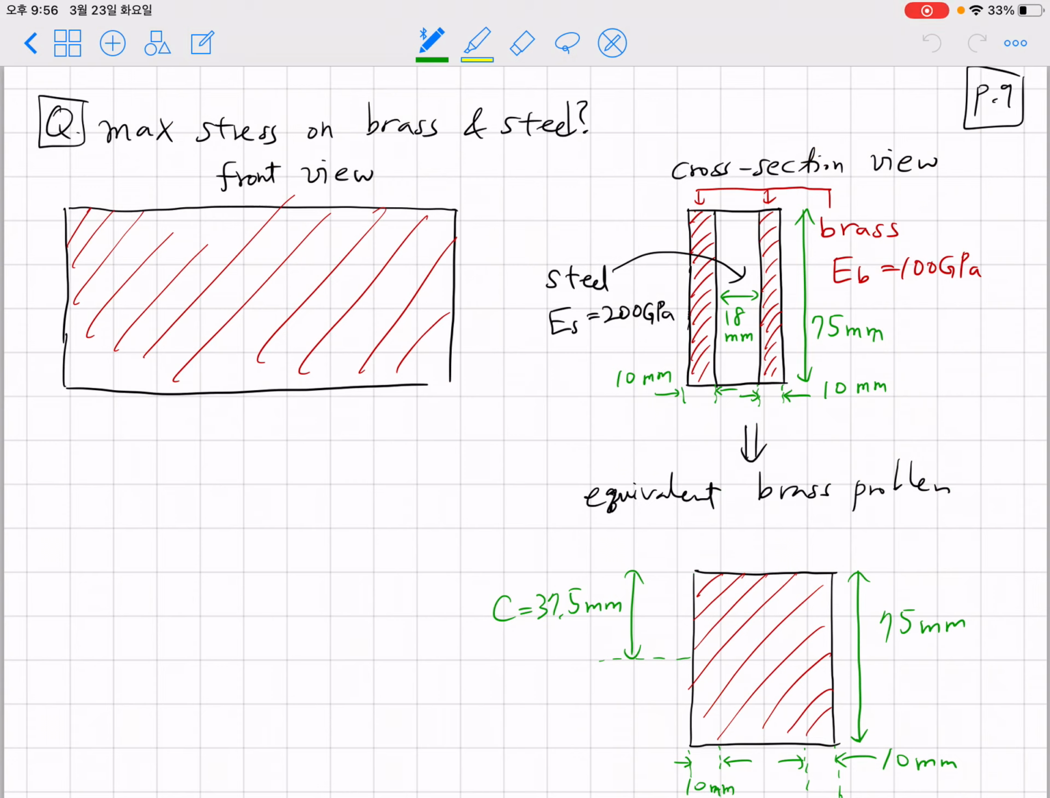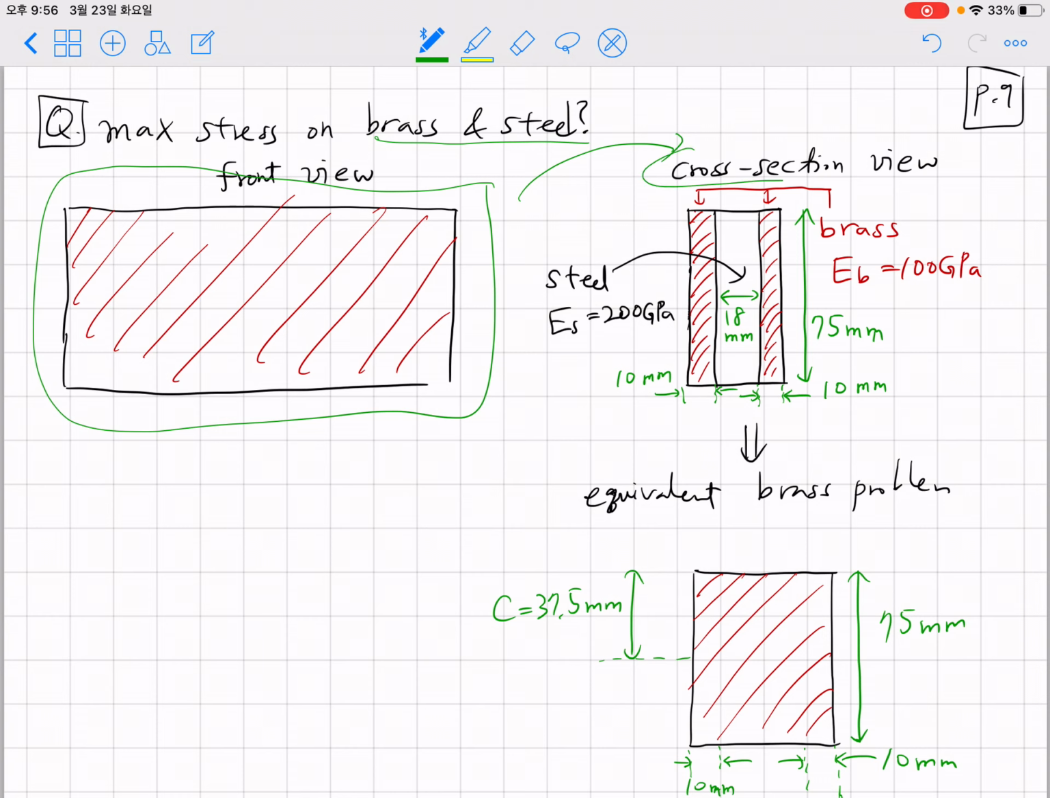So let's solve one specific problem with a composite made out of brass and steel. The front view of our problem looks like only a red material, but when you see the side view and cross-sectional view, it has an interesting cross-section. Here the steel in the center is sandwiched by two brass films at the front and the back side.